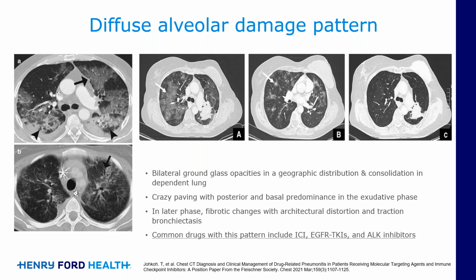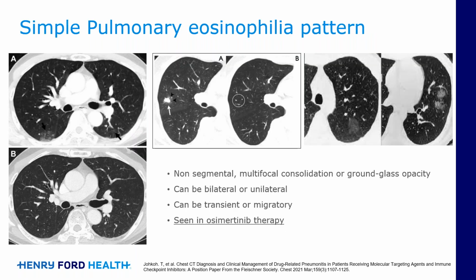Diffuse alveolar damage is more of the acute pattern, with bilateral ground glass opacities, sometimes having crazy paving, and again seen with immune checkpoint inhibitors and EGFR tyrosine kinase inhibitors.